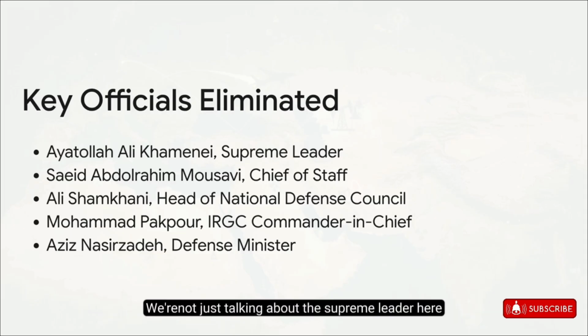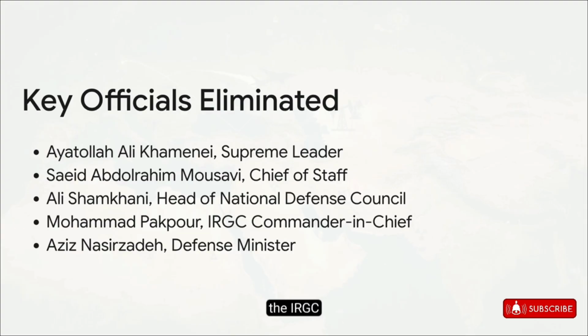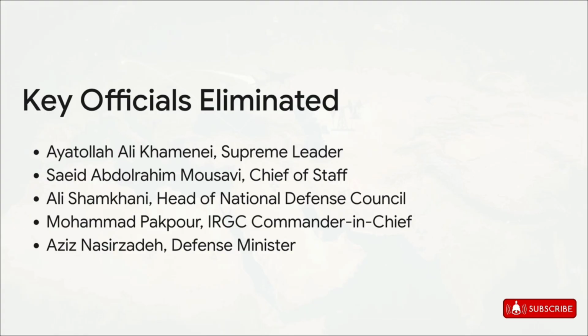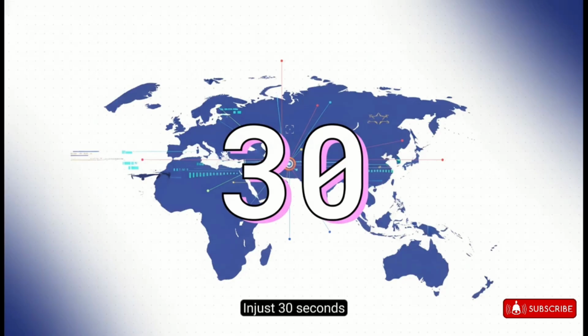We're not just talking about the supreme leader here, the chief of staff of the armed forces, the head of their National Defense Council, the commander of the powerful Islamic Revolutionary Guard Corps, the IRGC, and the defense minister, all of them killed in that one initial strike. It was an absolutely crippling blow to the regime's entire command structure. Think about this. In just 30 seconds, a total of 30 senior Iranian officials were gone.